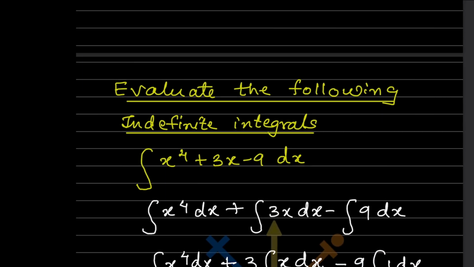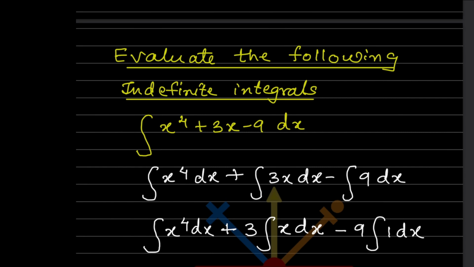So now let us see how to solve the problems based on this. Evaluate the following indefinite integrals. This integral is given as x raised to 4 plus 3x minus 9 dx. So what will you do? You will separate each part. First, integral of x raised to 4 dx, plus integral of 3x dx, then minus integral of 9 dx.